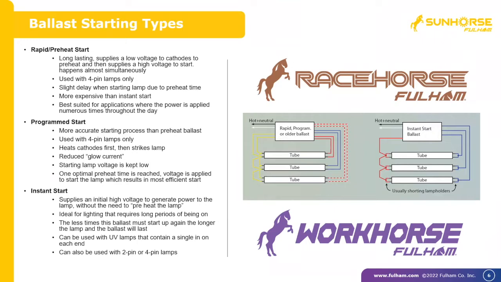Typically, there are 2-pin lamps and there are also 4-pin lamps. 2-pin lamps can be used with an instant start, as opposed to the 4-pin. It is best, of course, to use some sort of preheat of the filament in order to extend the life of the lamp itself. Out of the three, program start will be the best overall in performance and for the life of your lamp when using a 4-pin type lamp.